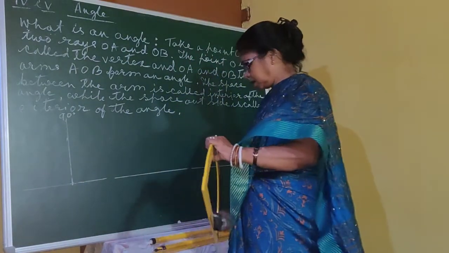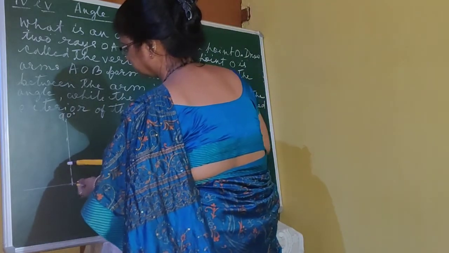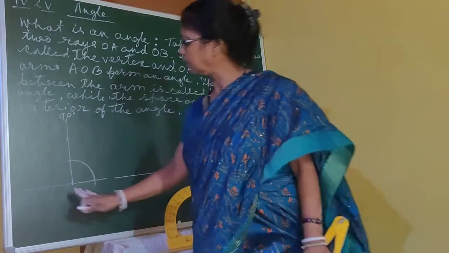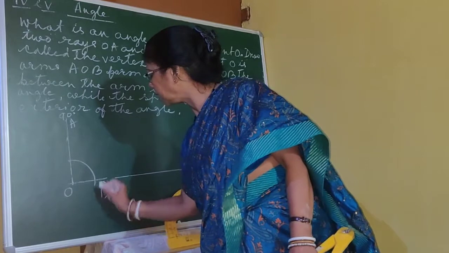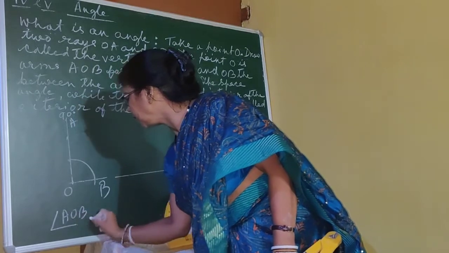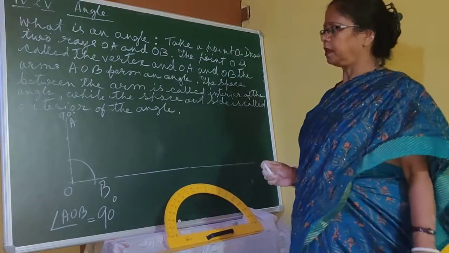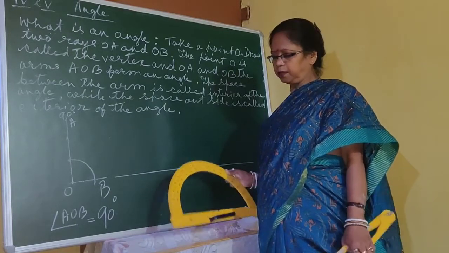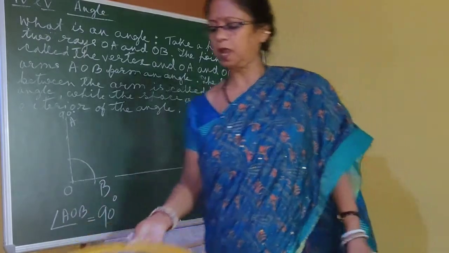Then with the compass, draw an arc on one side only. Then you can rub here and write AOB. Angle AOB equals 90 degrees. So in the exam it comes: draw with the help of a protractor an angle of 90 degrees, 45 degrees, 60 degrees, 30 degrees, whatever is given in the question paper, you have to draw the angle.